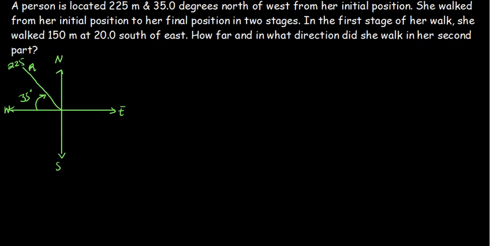Now in our first walk, we've been told she walked 150 meters at 20 degrees south of east. South of east should be in this quadrant. Because east is the second one to be mentioned, we're coming from the east direction like that. The magnitude is 150. This is the first movement. So we're going to break this into components. What we want to find is the second movement before she reached this final position. So I'm going to put the walk here.